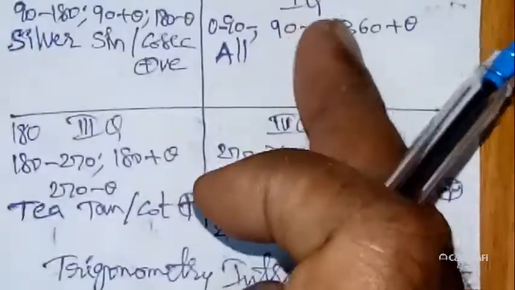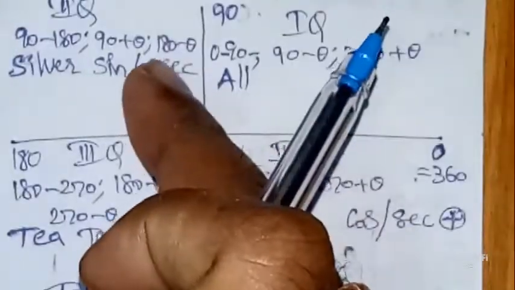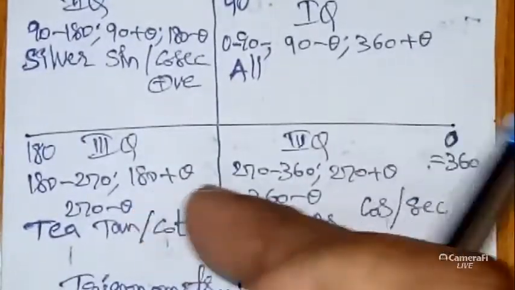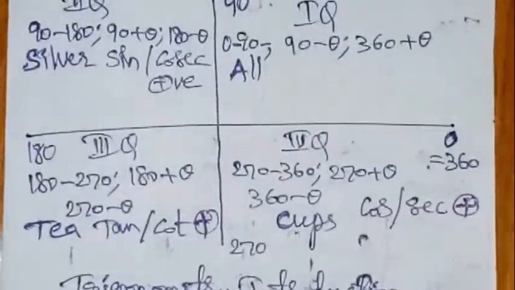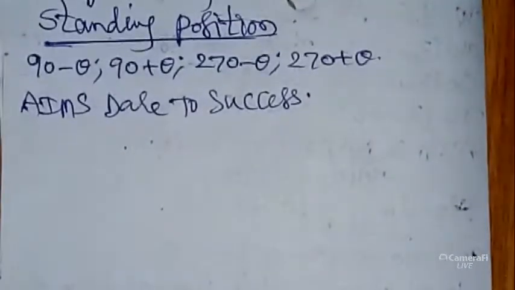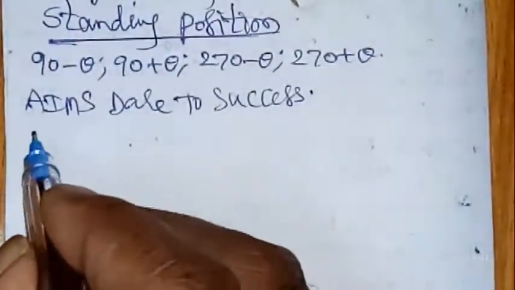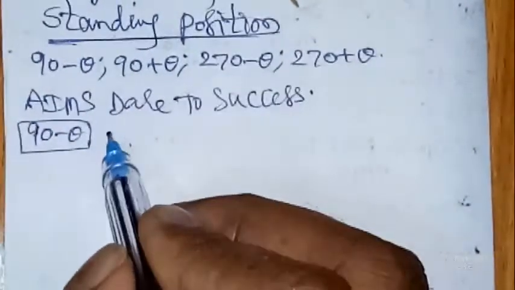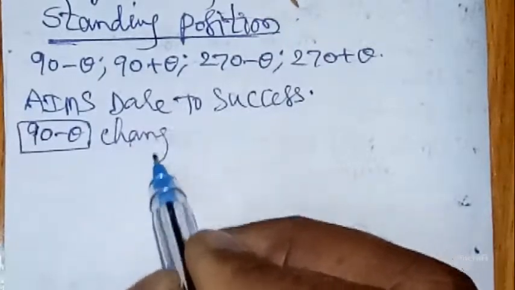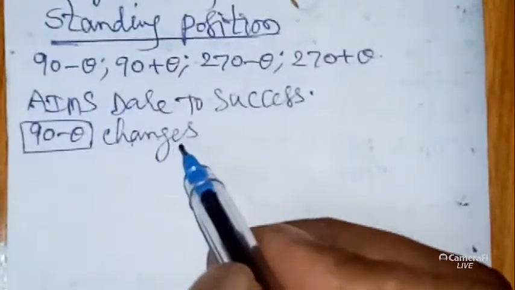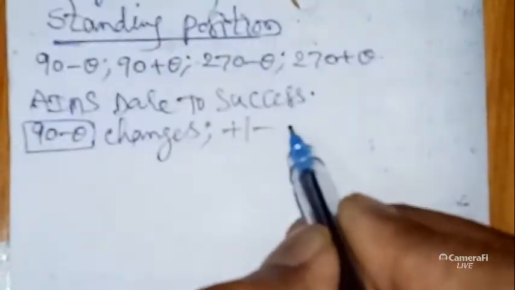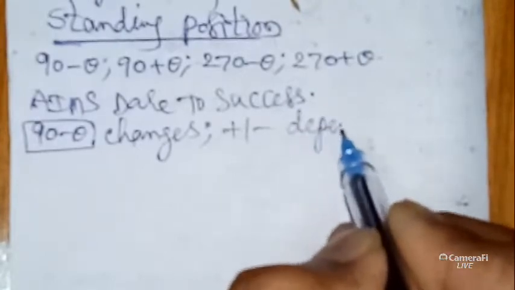90 minus theta is first quadrant, 90 plus theta is second quadrant, 270 minus theta is in third quadrant, 270 plus theta is in fourth quadrant. So now first I wanted to tell you 90 minus theta related values. 90 minus theta means, here first of all in standing position changes are applicable. So after that plus or minus, which depends upon their quadrant.